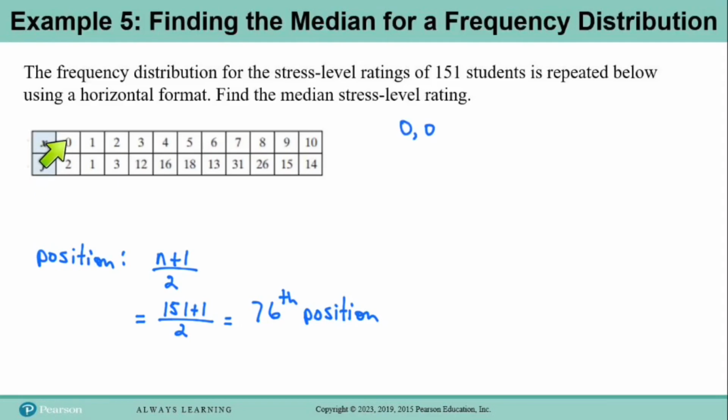So the first two data values would be 0, right? Because there are 2 zeros. The next data value would be a 1, and there's only one value of 1. The next 3 data values would be 2's. Okay, now check it out.